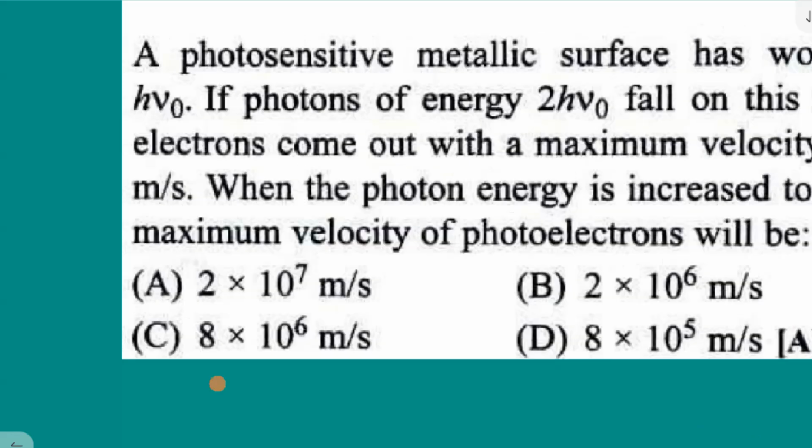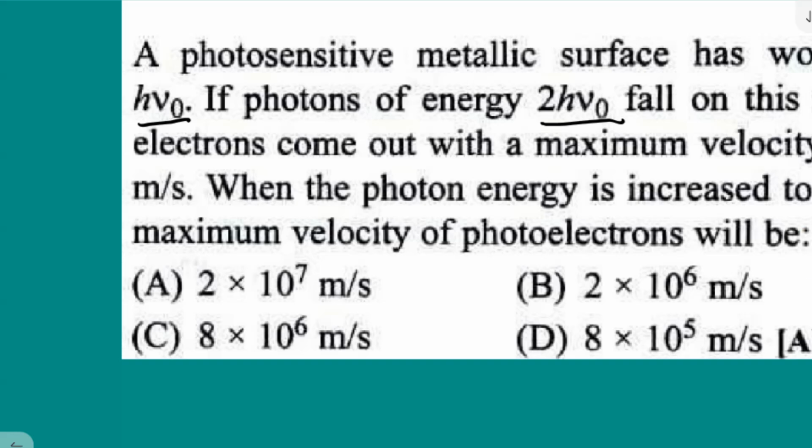In the next one, a photosensitive metallic surface has a work function of h nu naught. If a photon of energy 2 h nu naught falls on the surface, electrons come out with a maximum velocity of 4 into 10 raised to the power 6 meter per second. When photon energy is increased to 5 h nu naught, we have to find out the maximum velocity of the photoelectron. So we can write that half m v1 square, that is basically kinetic energy, is equal to 2 h nu naught minus h nu naught, because we know the velocity v1 is known.